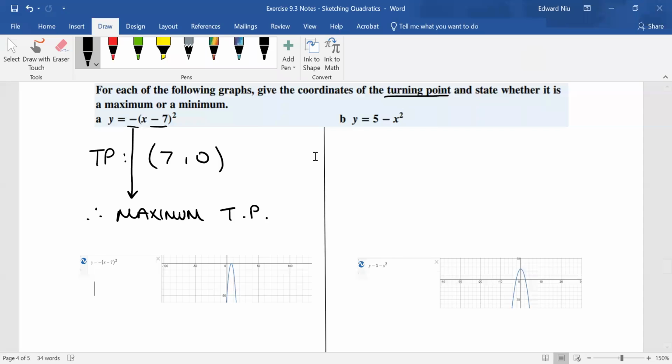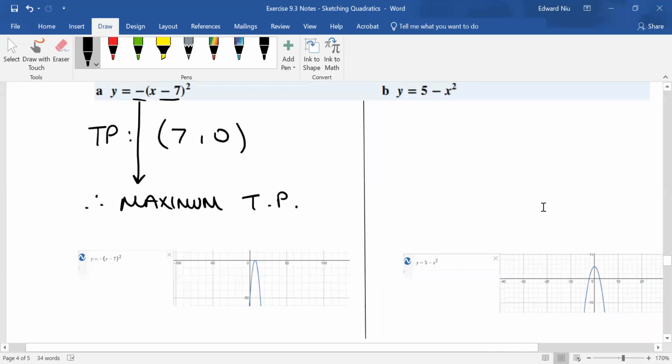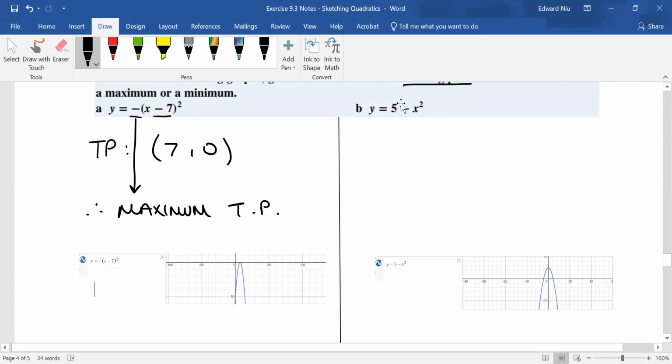I'll pause it. All right, so we've got the graph of y equals negative (x take away 7) squared. And as you can see here, if we zoom in on it, our turning point is at 7, 0. That's at 7, 0. And it's a maximum turning point where this point is the highest point in the parabola. And the reason being is we've got a negative on the outside of the brackets, which implies we've got a negative x squared coefficient.